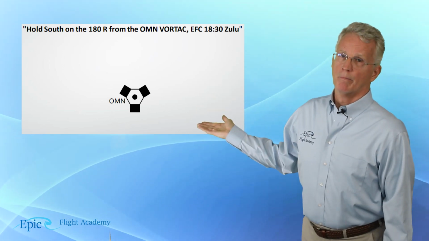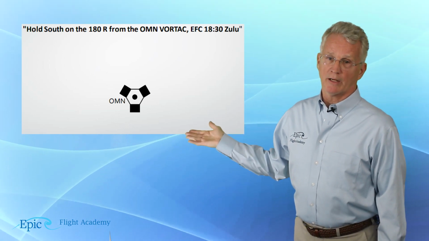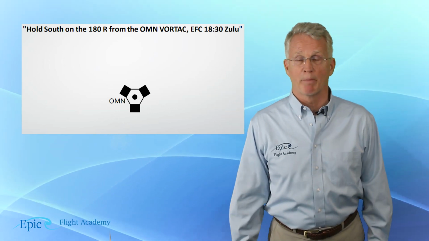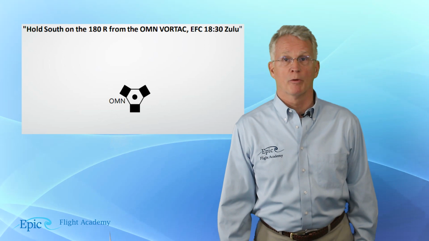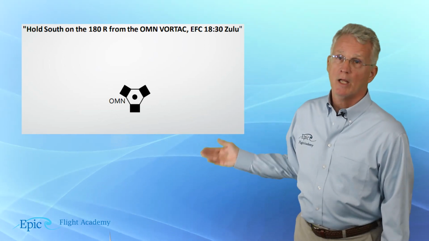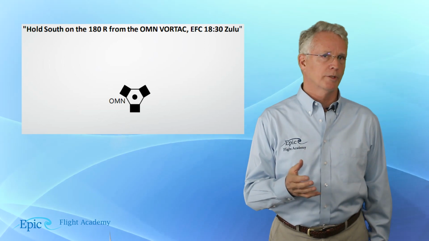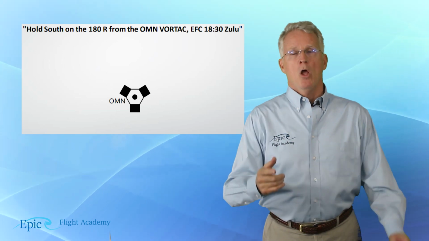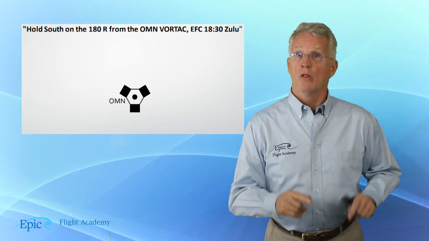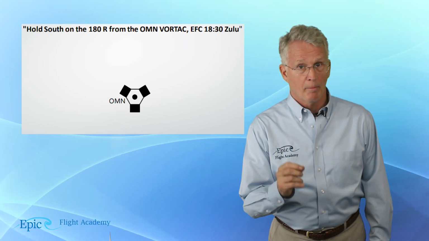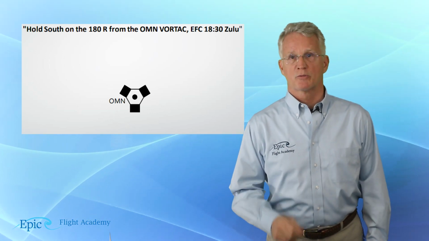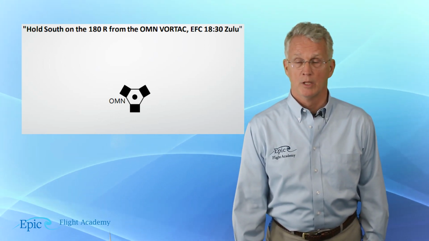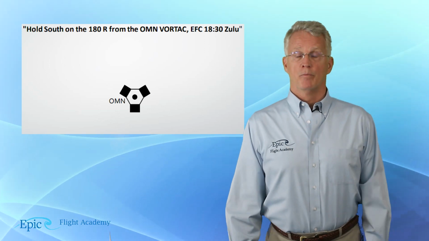We have shown here the Ormond Beach Vortac. Now, I can tell it's a Vortac because it's 6-sided and 3 of those sides have that solid black box. And I know it's Ormond Beach because it's OMN. Here is a practice holding clearance. ATC instructs me to hold south on the 180 radial from the Ormond Vortac. Expect further clearance at 1830 Zulu. Those are my instructions. What do I do?